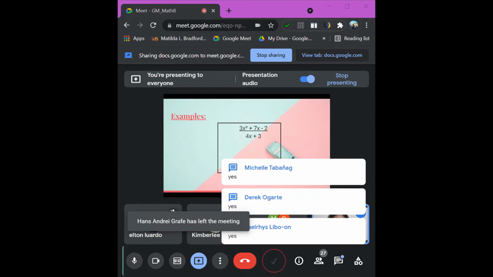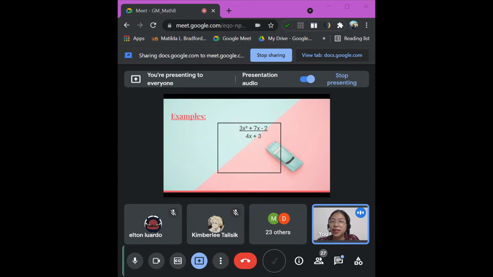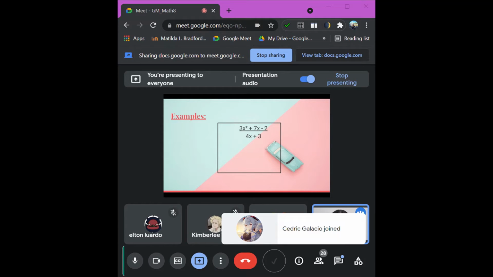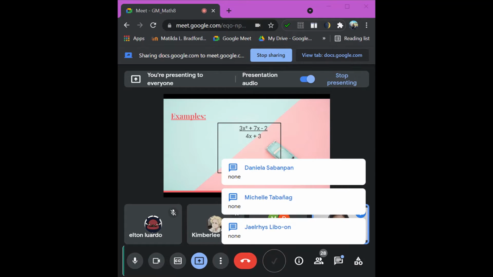Okay, good job everyone. Since it is a polynomial, it can also be a rational algebraic expression. As you can see, if the numerator is a polynomial and the denominator is a polynomial that is not equal to 0, and it is in the form of a fraction, then we can say that our example is a rational algebraic expression. Okay, do you have any questions? Okay, none. That's good. Now, let's go to our next example.